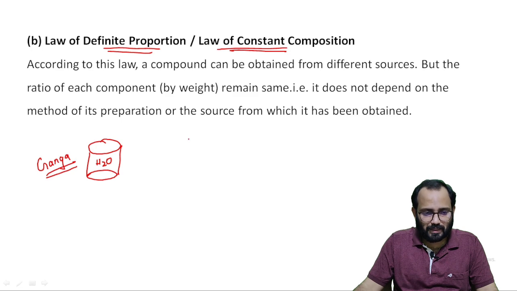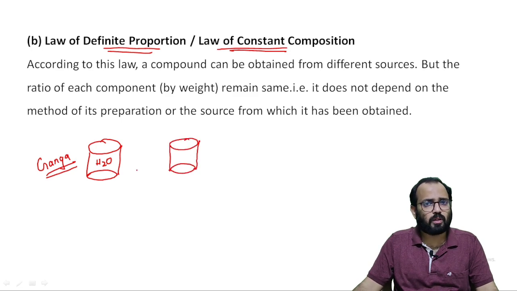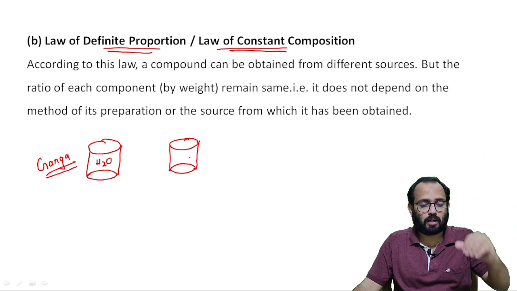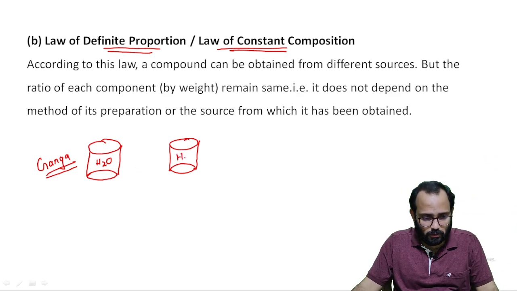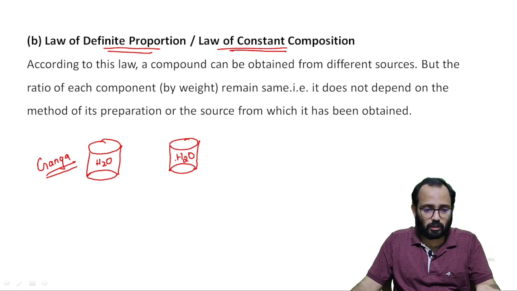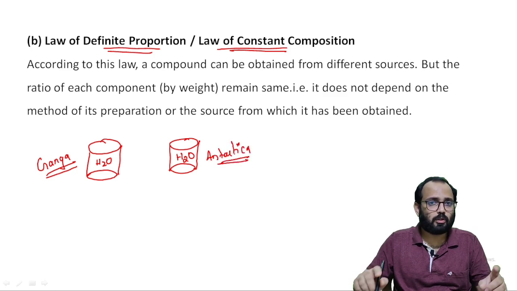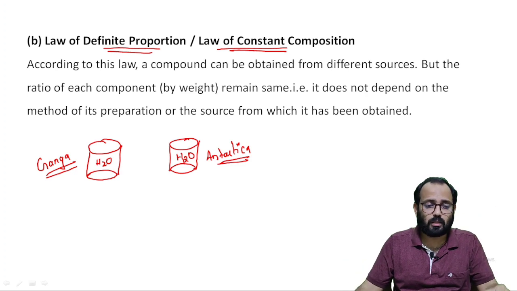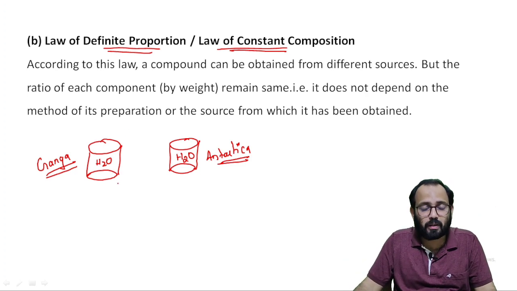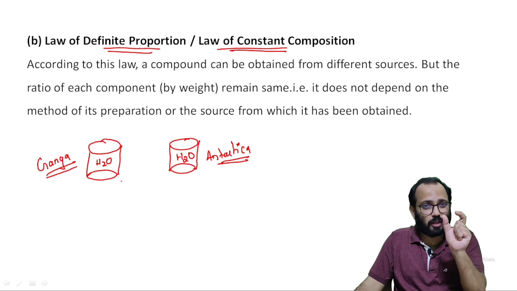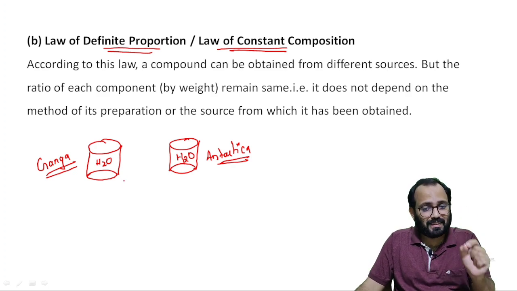Fine. Then second, you are collecting another water sample. This time you go to Antarctica and you collect some water. You got two bottles. Here, this water is from Antarctica. So the source is different. You got it from different sources, right? Yes. And irrespective of the source, a given compound contains exactly the same proportion of elements by weight.